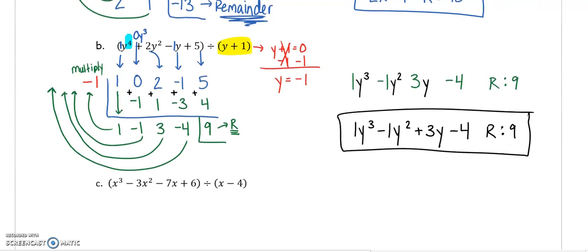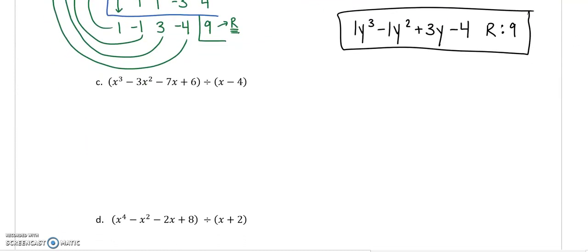Alright, let's just double check. We'll try a couple more to be sure. Okay, once again, the very first thing when I notice that it is division, that's what we're looking for, that division sign. That's what tells you to do this process, this synthetic division process. So I'm going to take my coefficients, 1, -3, -7, and 6.